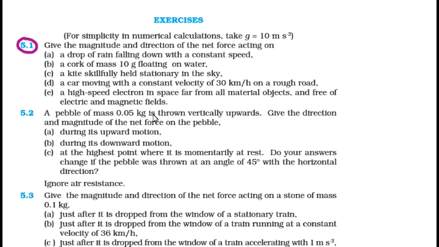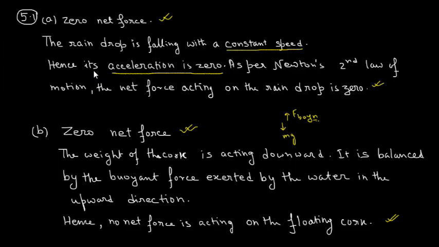So, today we'll do the exercise, and the first question is 5.1. Let us see question number A. A drop of rain. What we have to do here is give the magnitude and direction of the net force acting on a drop of rain falling down with a constant speed. So the answer is zero net force.